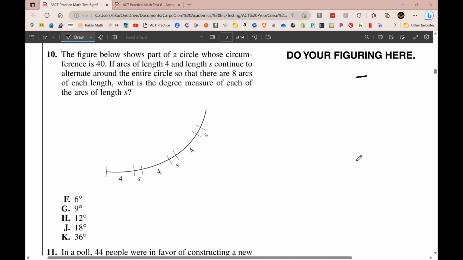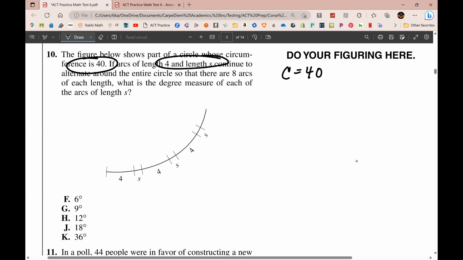Okay, kids, this is ACT math test number 6 you will find in my Google Classroom, and it's number 10. The figure below shows part of a circle whose circumference is 40. So I just put C equals 40. If arc lengths 4 and length S continue to alternate around this entire circle, there's 8 of each length.